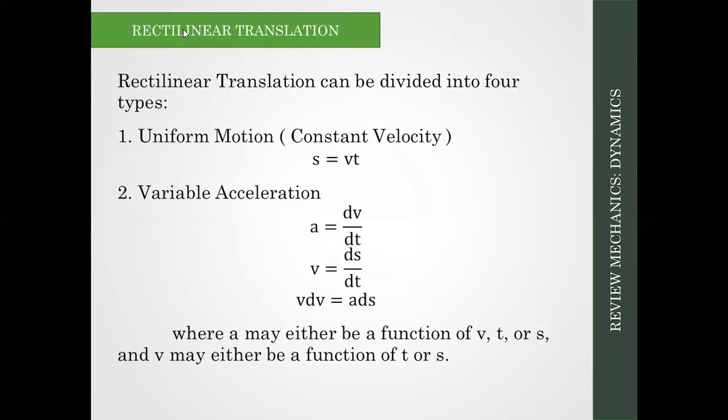Okay? So, yung pwede natin makuha ang relationship sa kanya is given as follow. Taking yung value ng dt for each formula, then substituting and then cross-multiplying, we will have this particular relationship of the velocity, then change in velocity is equals to a times change in distance. Okay? Where a may either be a function of v, t, or s, or v may be either a function of t or s. Okay?